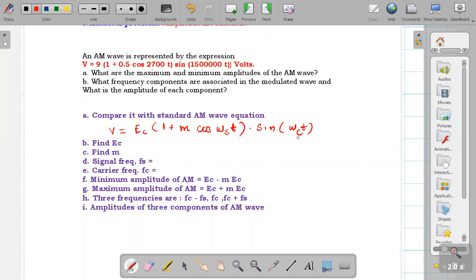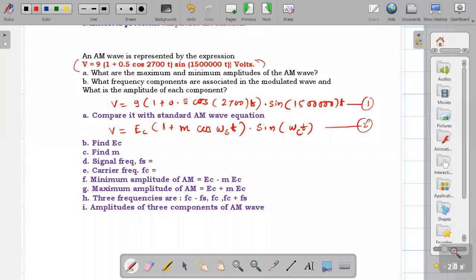Now, dear student, see from this example, can you compare? Therefore I will write here V equal to 9 into 1 plus 0.5 cos of 2700 t, into bracket sine of 15 lakh t. Okay, and dear student, compare this. Suppose this is your equation number 1, equation number 2.